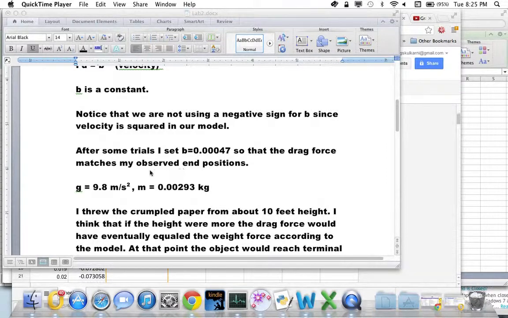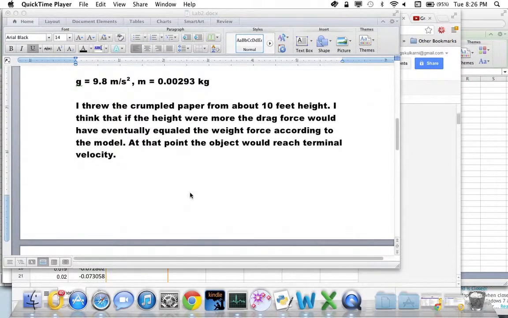After some trials, I set b as 0.00047 so that the drag force matches my observed end positions. G is equal to 9.8 meters per second squared. M, the mass, is equal to 0.00293 kilograms. I threw the crumpled paper from about 10 feet high. I think that if the height were more, the drag force would have eventually equaled the weight force according to the model. At that point, the object would reach terminal velocity.